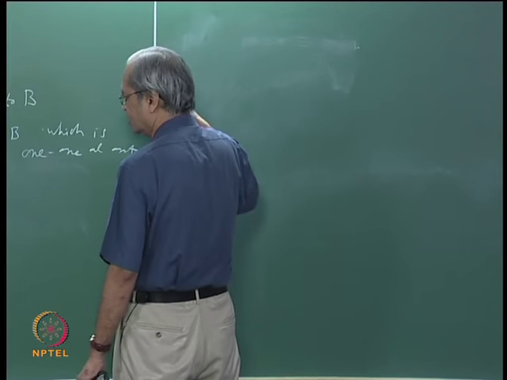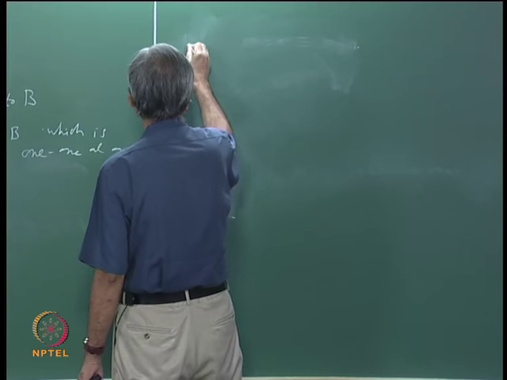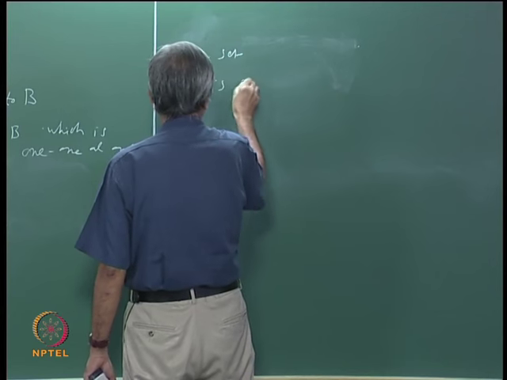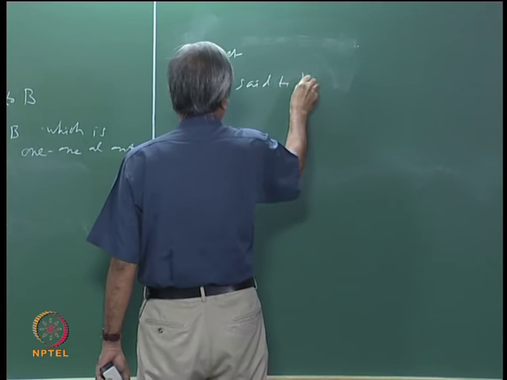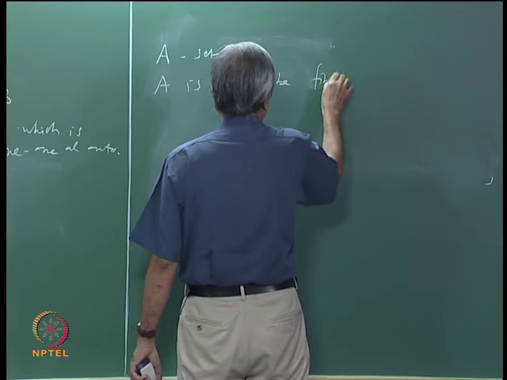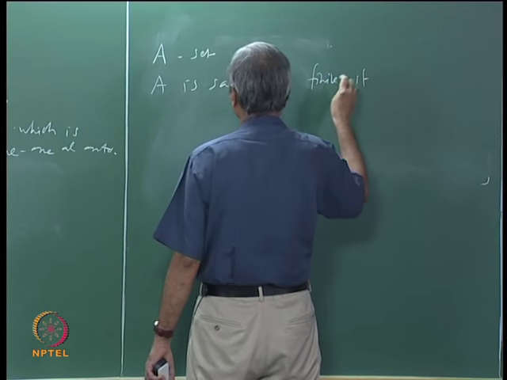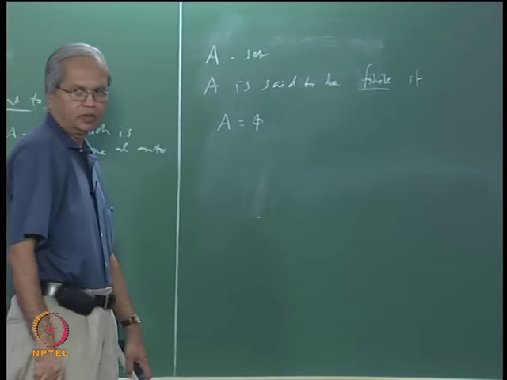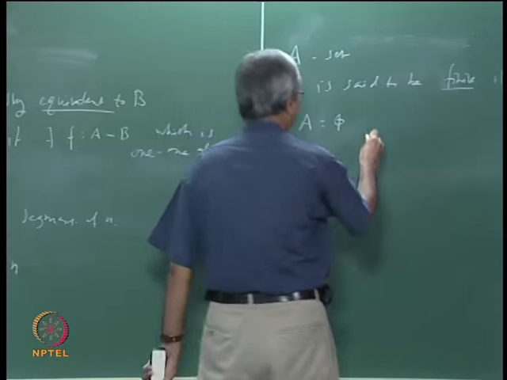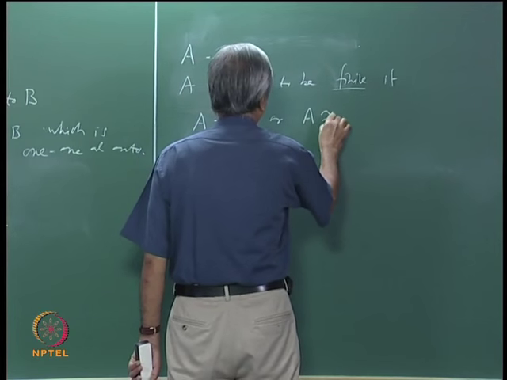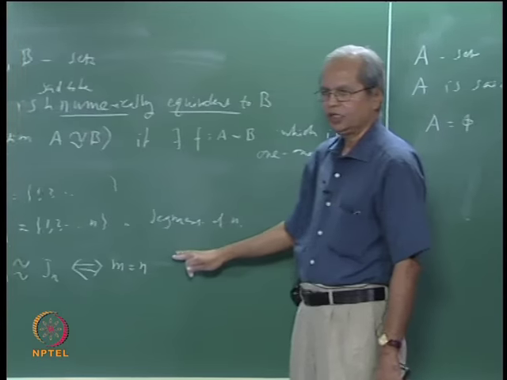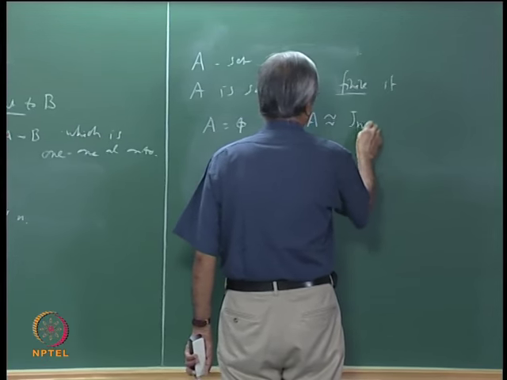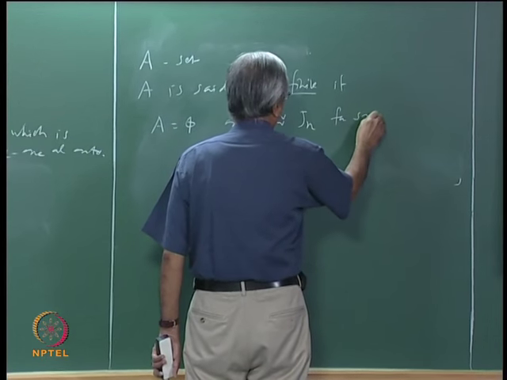Then let us go to the next concept. Suppose we take A as any set. Then A is said to be finite if A is empty, or A is numerically equivalent to one of these segments. That is, if A is numerically equivalent to Jn for some n.